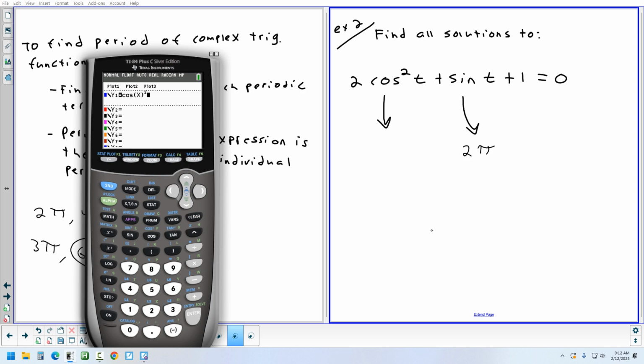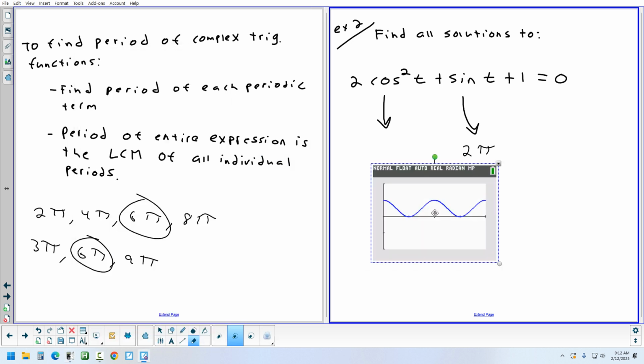All right, let's set our window from 0 to 2 pi and see if that gives us an idea of what the period is. And I'm going to go -2 to 2 just to zoom out a little bit. So that's a window of 0 to 2 pi, and that's cosine squared. So we start at 0 and end at 2 pi.